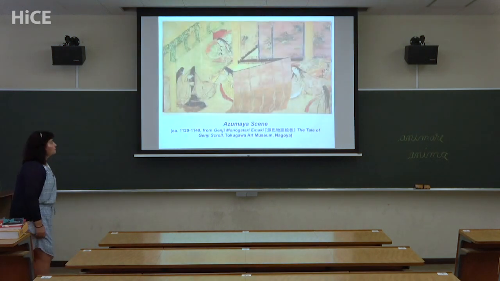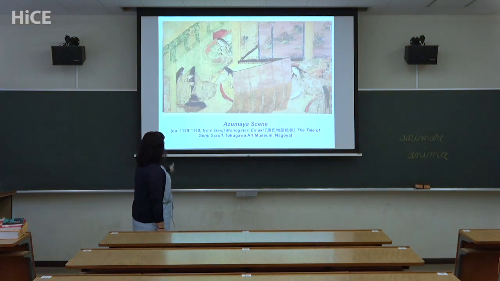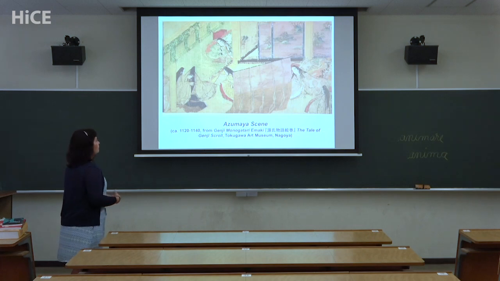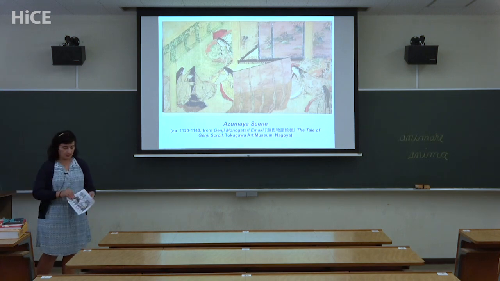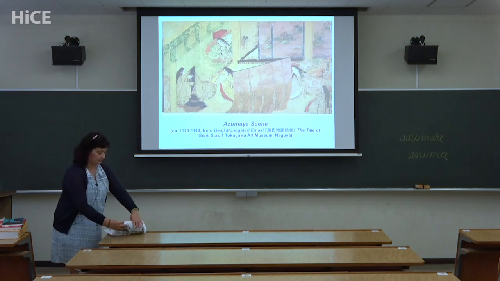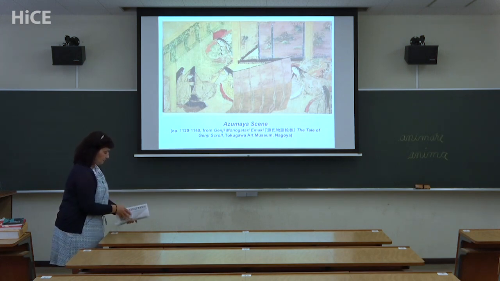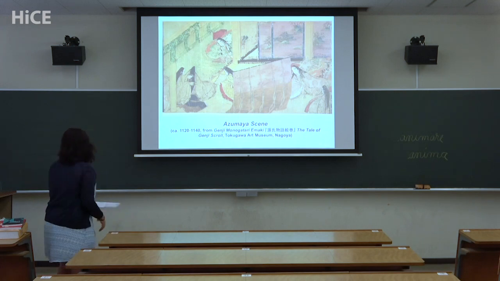And these are typical emakimono from the 12th century, Genji Monogatari, the tale of Prince Genji. These are scroll pictures. They work something like this, and then they open like this, and there is the story unfolding.